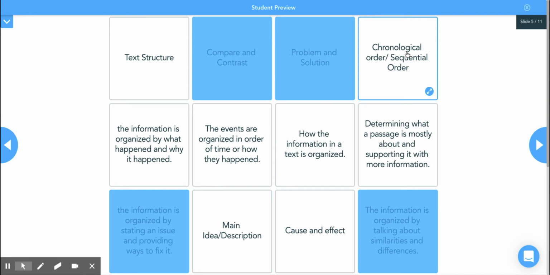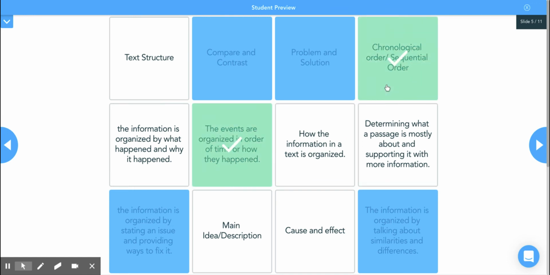So chronological or sequential order puts things in order of time or how they happened, okay? So down here, the events are organized in order of time or how they happened. Okay. The next one that I have is main idea or description.